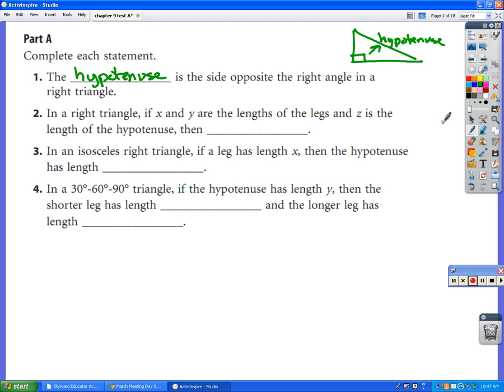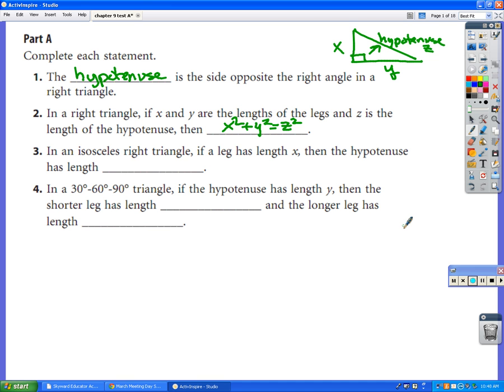Okay? All right, number 2, in a right triangle, if x and y are the lengths of the legs, so in this picture this is x and this is y, and the hypotenuse is z, then the Pythagorean theorem tells us x squared plus y squared equals z squared. Okay? All right, in an isosceles right triangle, so again, this is all stuff that we went through step by step together. It should all be in your notes.